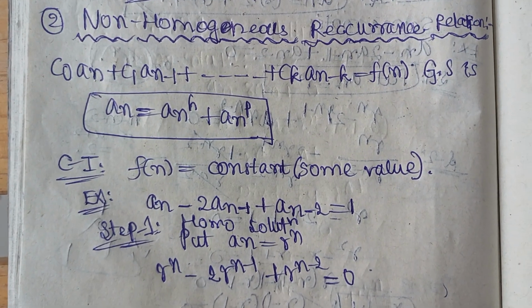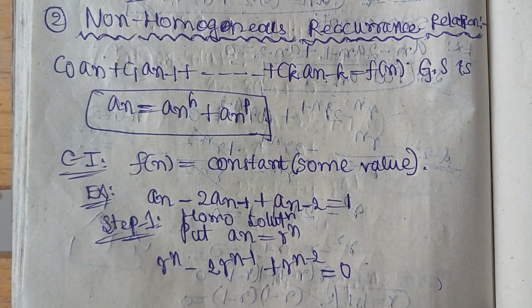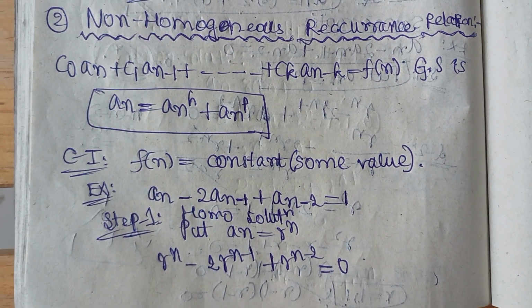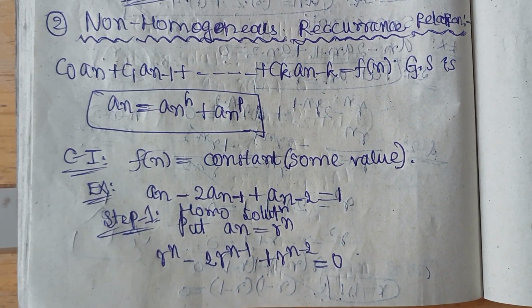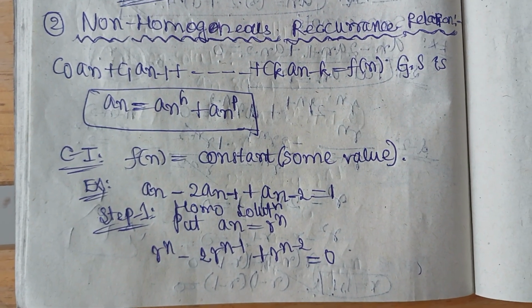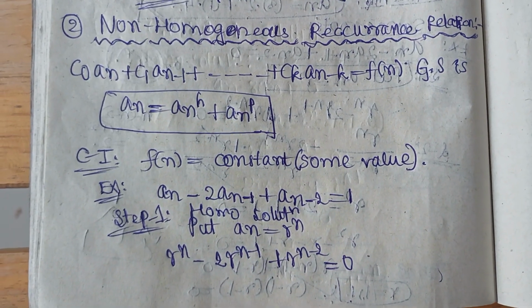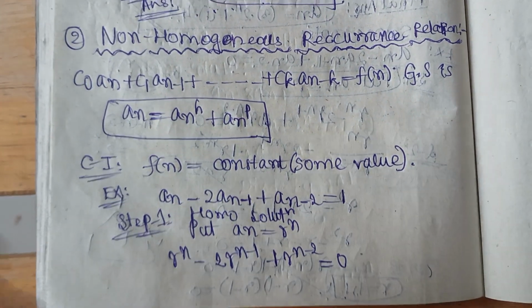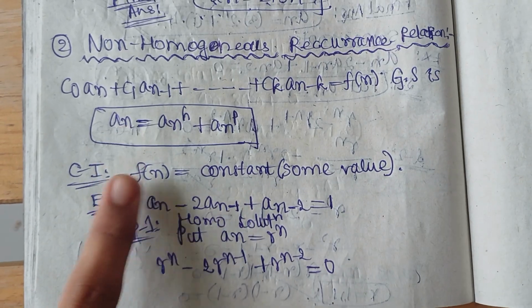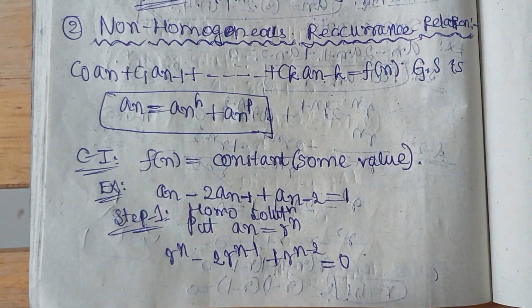Hi everyone, in this video we are going to learn about non-homogeneous recurrence relations. In our previous video we went through homogeneous recurrence relations, and that link was provided in the description. Now, coming to non-homogeneous recurrence relations, they are further classified into those consisting of distinct roots and those of equal roots.